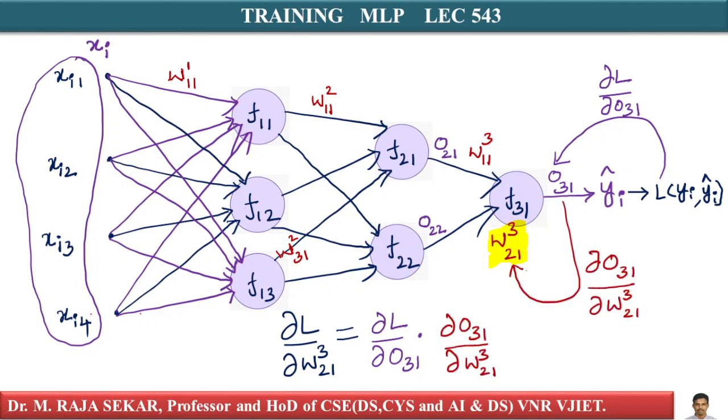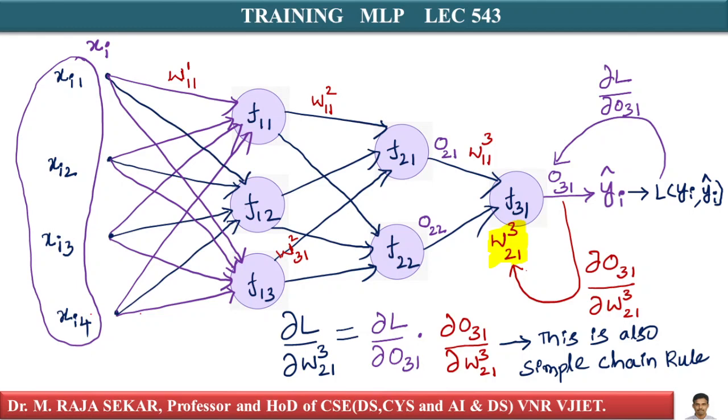So I will write it as, what is this? ∂L, in a similar manner. I can write ∂L by ∂W321 equal to, I can say L is a function of O31, therefore I am writing ∂L by ∂O31, and also O31 is a function of W321, so I can write ∂O31 by ∂W321. This is also a simple chain rule, isn't it?